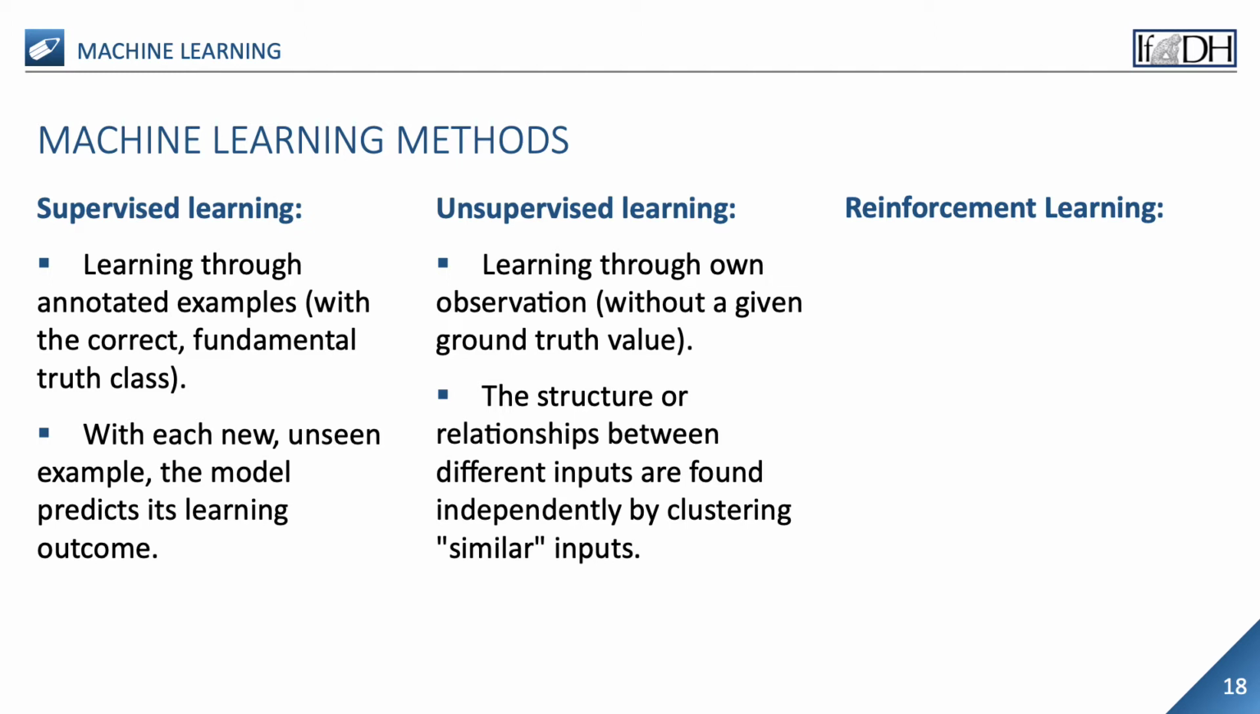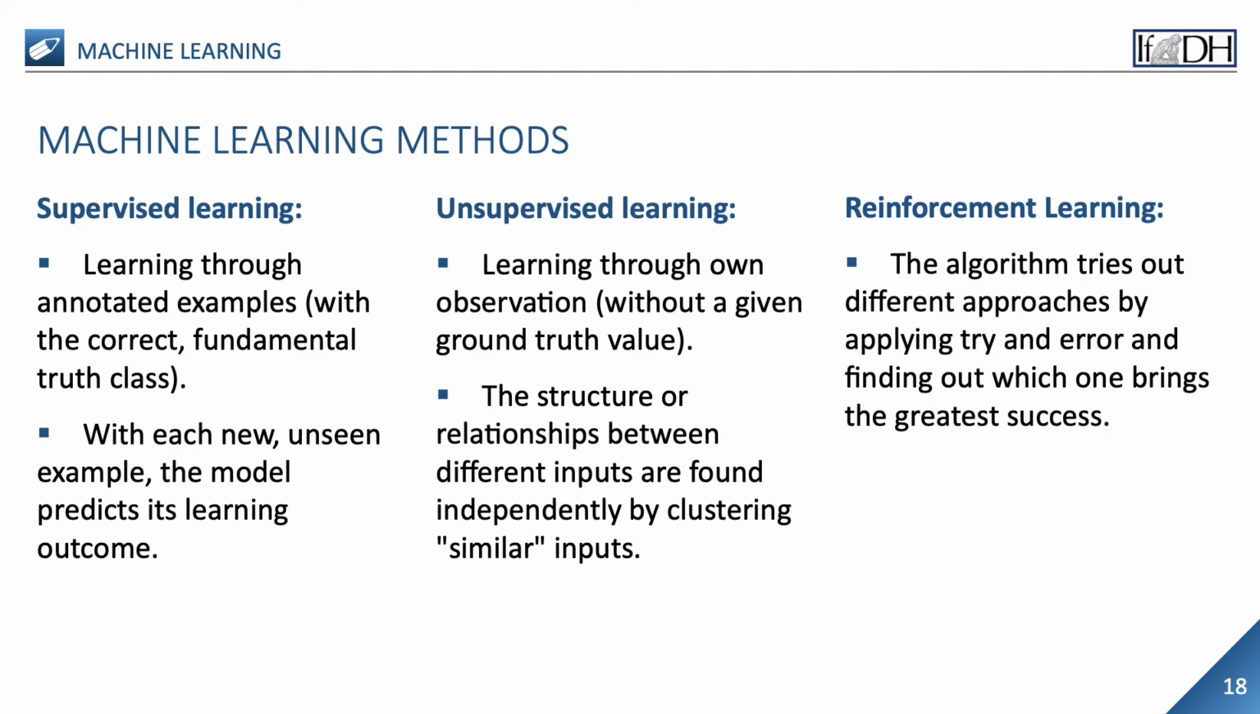Reinforcement learning differs in its approach from supervised or unsupervised learning. This is because the algorithm plays a game in which it aims to maximize the reward. The algorithm tries out different approaches or moves by applying trial and error and finding out which one brings the most success. Reinforcement learning can be used to train multiple artificial intelligence systems against each other.